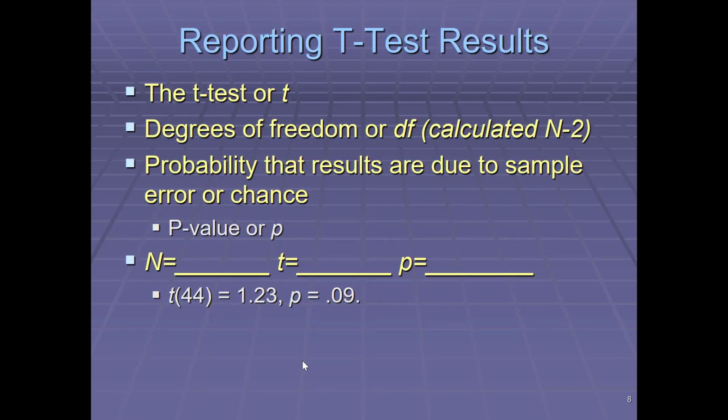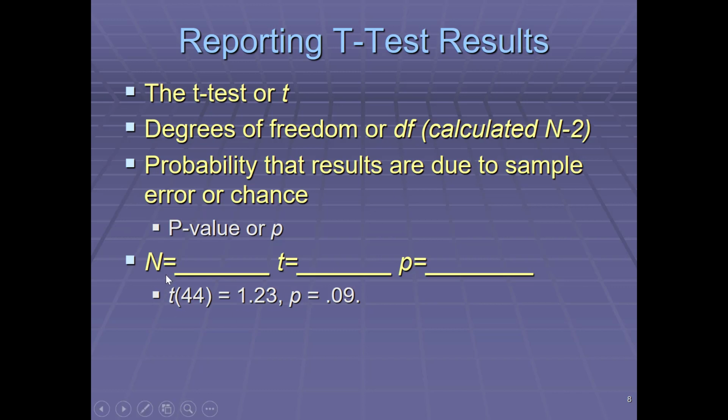All right, so how do you report your t-test? So as you can see, your t-test is reported with the little t. You need your degrees of freedom, which is calculated by n minus 2. And you also need the probability that your results are due to sample error or chance, your p-value or your p.